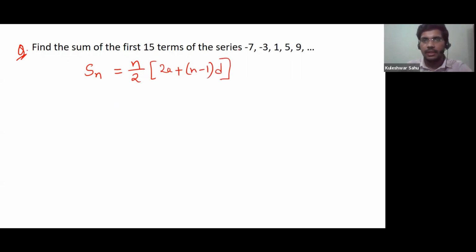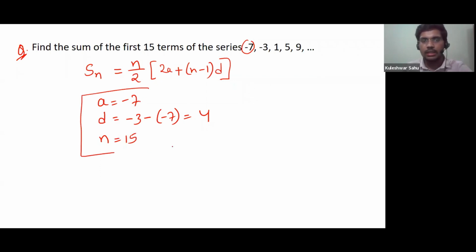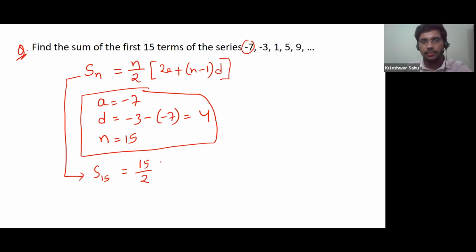Now here, first term is -7. Common difference is -3 minus (-7), which is +4, and n is equal to 15. So I can put all these three values in the given formula. So S15 will be equal to 15/2 [2 into -7 plus (15 - 1) into d].